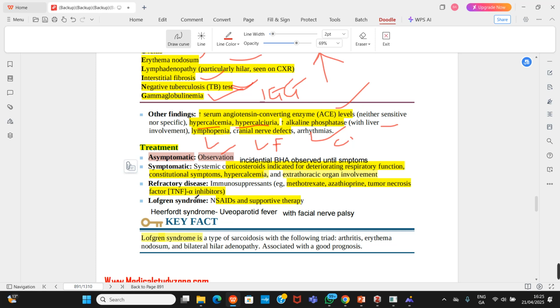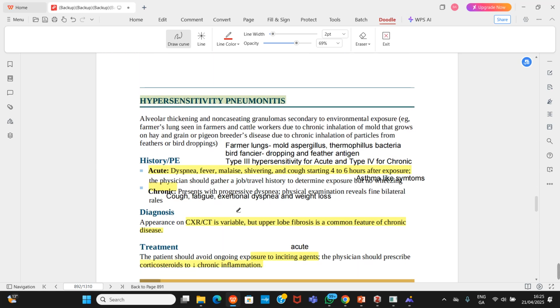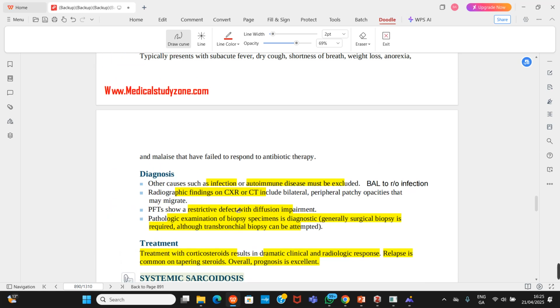If it's refractory, not responding to steroid, you can now try DMARDs like methotrexate and TNF inhibitors. Those are the things you try, methotrexate and TNF. But Löfgren is very, very benign. So for anybody with FAME, just give them NSAIDs, they're going to be all right. It's very good, benign. So let me see if I have a question.